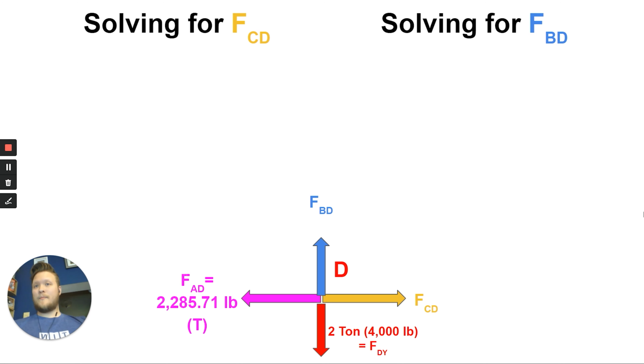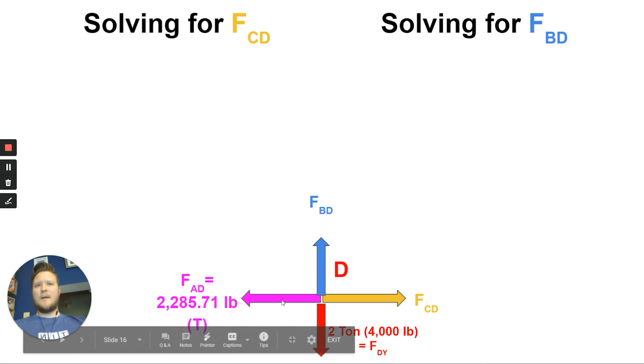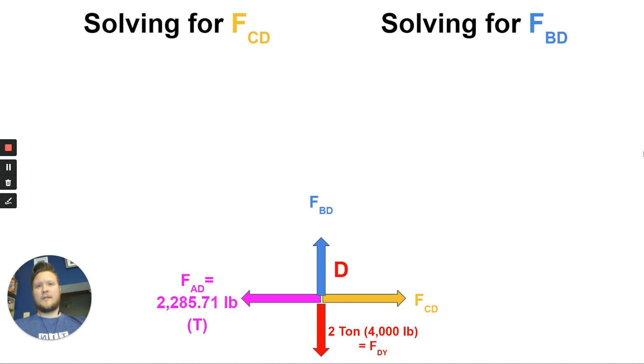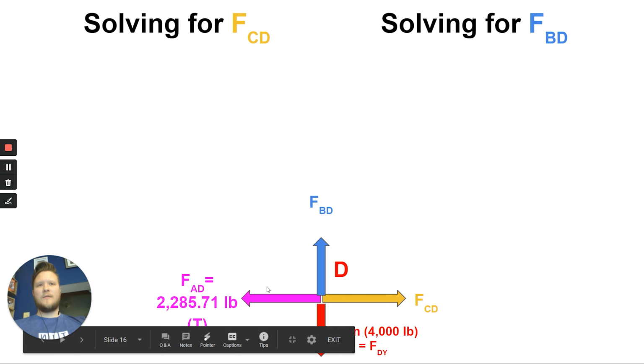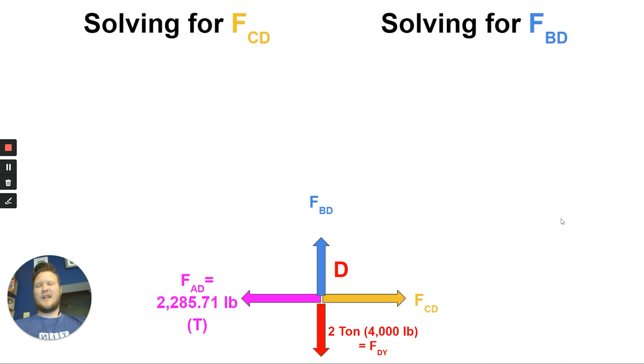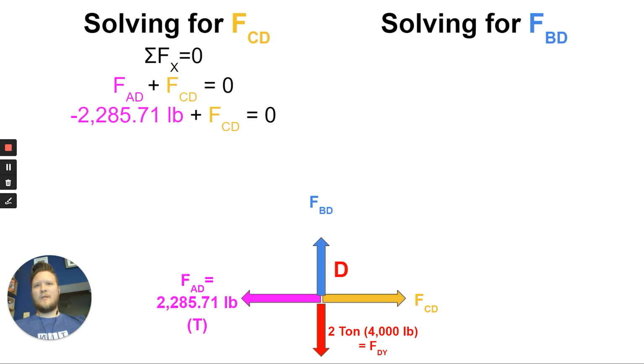So remember, like I said, once you find a member in one joint free body diagram, you have it for the whole truss. So since we just found FAD, we can use it at joint D here to solve for FBD and FCD. Now these are really straightforward since they're just vertical and horizontal arrows. So solving for FCD, sum of the forces in the x direction has to equal 0. That means FAD plus FCD has to equal 0. And we know FAD is negative 2,285.71 pounds.